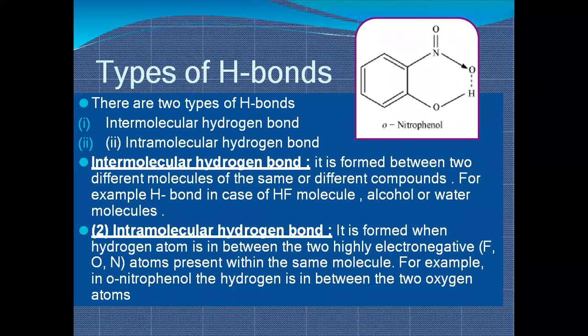So inter means the bond forms between different molecules of the same type or different types of compounds. But when hydrogen bonding forms within a molecule, when highly electronegative atoms are present in the same molecule, it results in the formation of intramolecular hydrogen bonding, as you can see here. This is one single compound, orthonitrophenol. And as you can see, hydrogen bonding will be there between oxygen and hydrogen within a molecule. So I think the difference between intramolecular and intermolecular is clear to you all. All right.